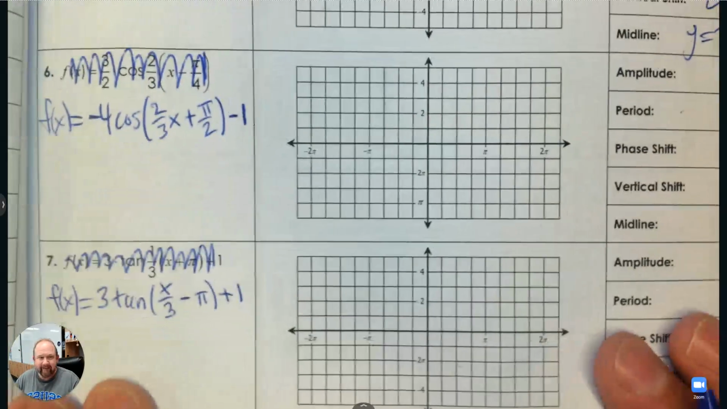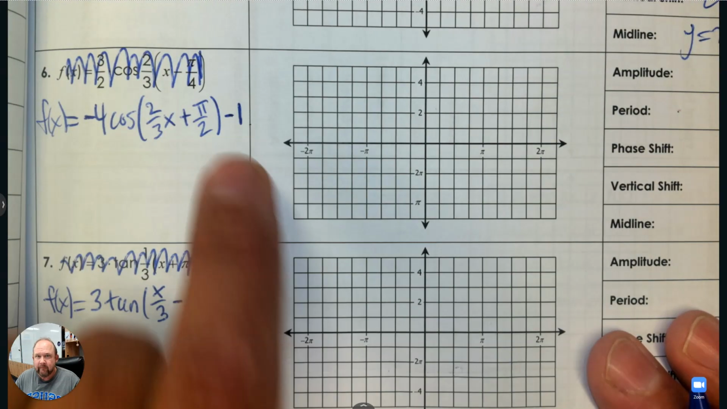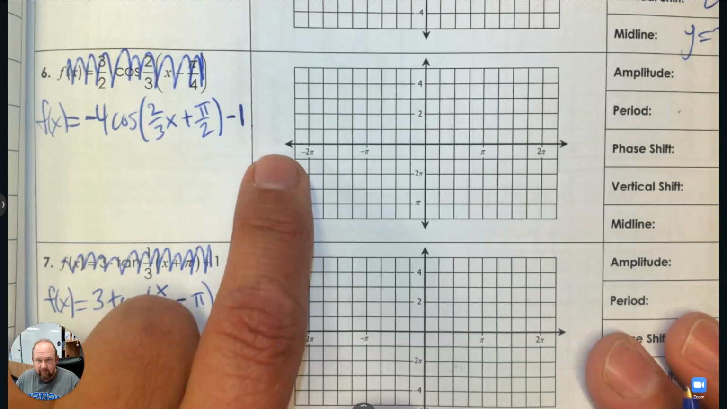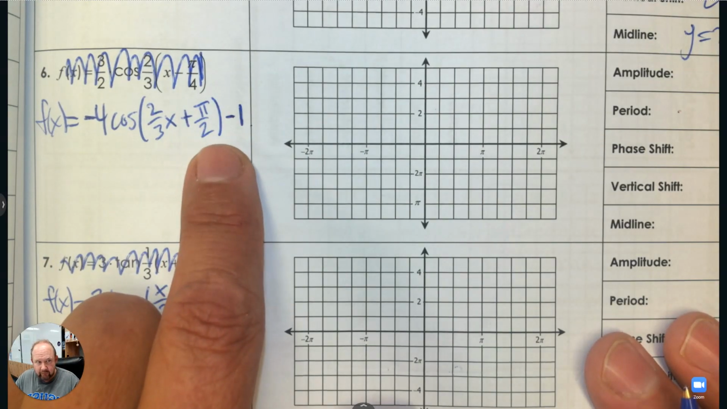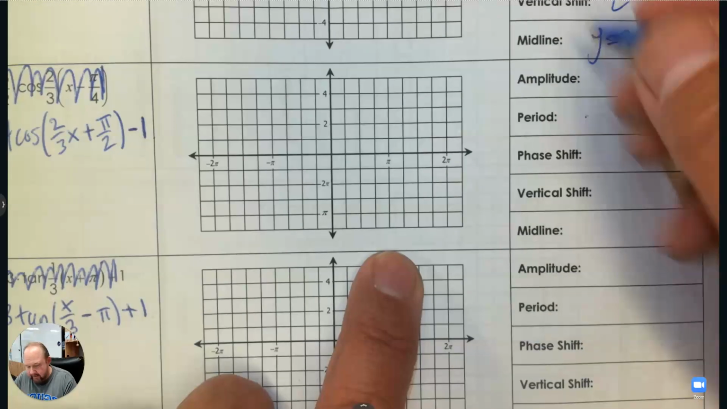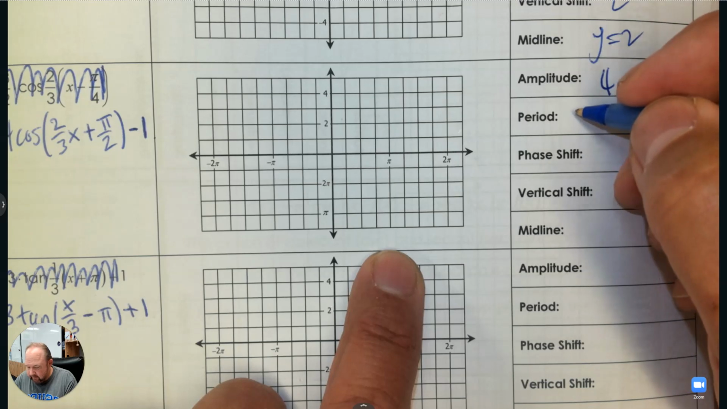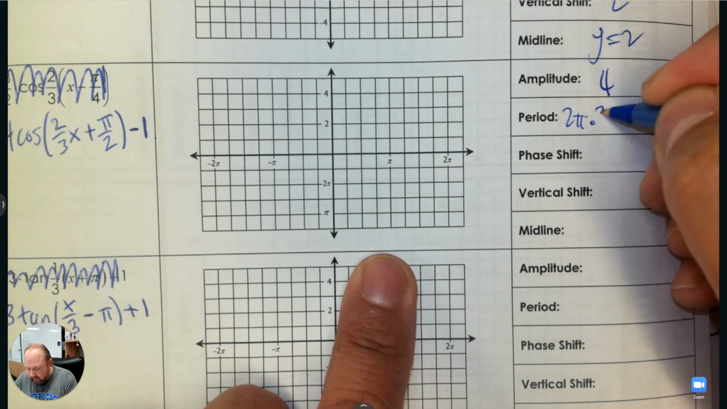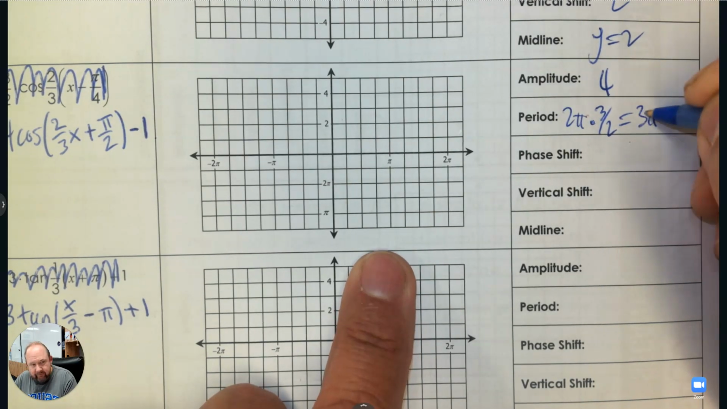2 left. Again, you should try without me and see how far you get. You should be comfortable being uncomfortable and struggling and figuring it out and fighting through it. All right, the amplitude is 4. The period starts with 2 pi times the reciprocal. So the 2's cross out, and it's 3 pi.